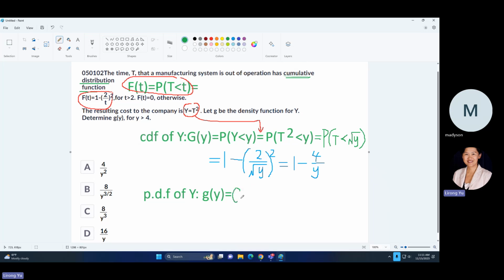This is equal to the derivative of g of y. And we already have g of y. That would be the derivative of 1, equal to 0. Derivative there is a -4. And then you're going to find the derivative of 1 over y. This is really 1 minus 4 times y to the -1 power. So according to the power rule, you bring the power -1 to the front, -1 minus 1 is -2. It's the derivative. And then you multiply -4 with -1, which is +4. That is the derivative. Any question?